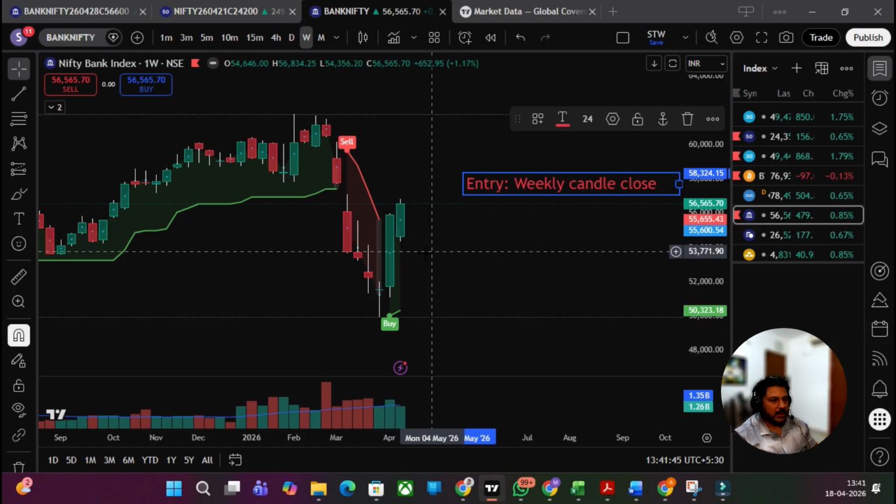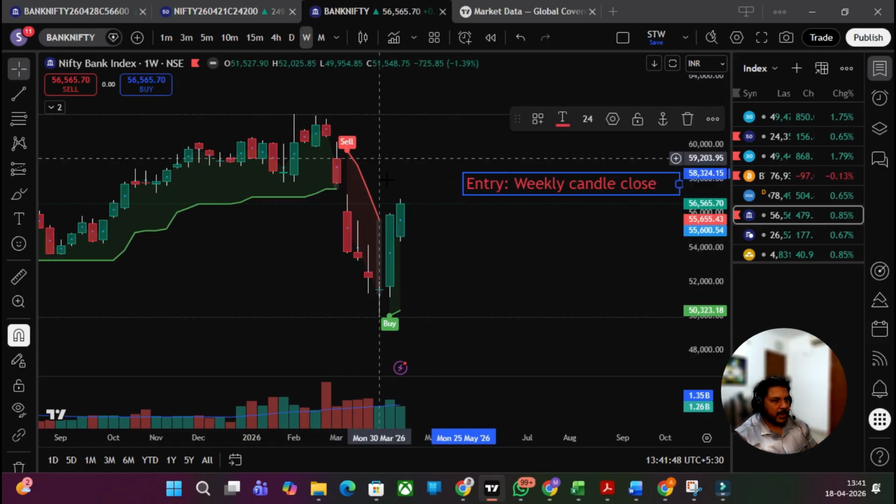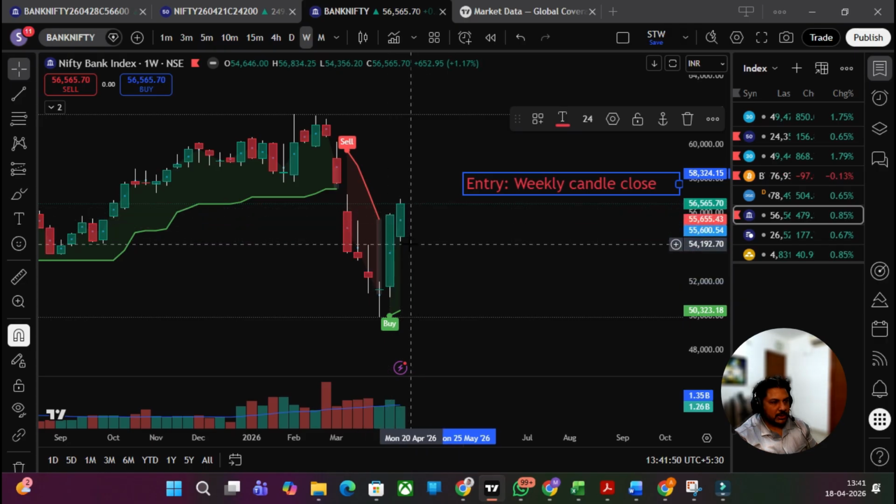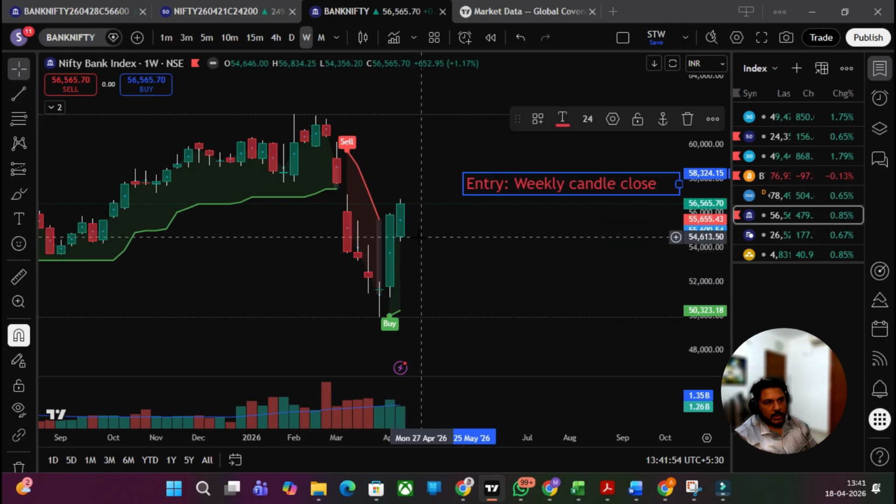Here the chart is of the index. You can definitely see that Bank Nifty has given this candle, and next week you have to buy at the beginning of the week. So at the beginning of the candle you have to buy, so you will get it at a good price. If the week opens at this price, you will be getting it around 54,600. Now the price is about 54,565.